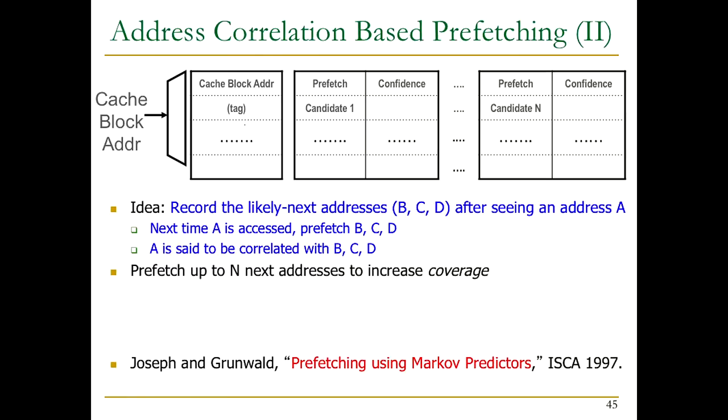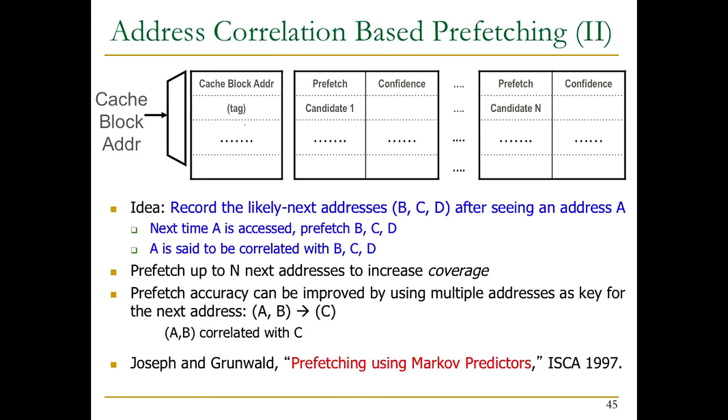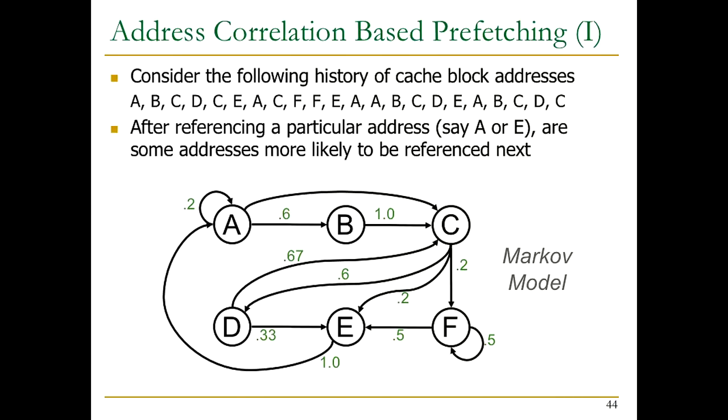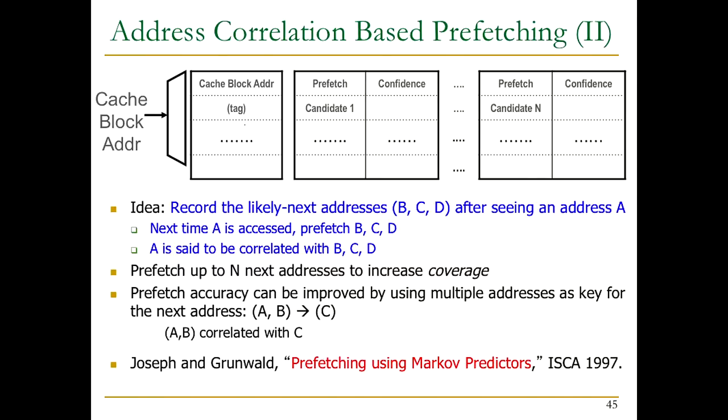Okay, so basically you can prefetch up to n next addresses to increase coverage. Prefetch accuracy can be improved by also using multiple addresses as key for next addresses. So you can actually get more complicated than this, which we're not going to go into. For example, instead of having A over here, you kind of group them. If you see A and B in some order, maybe together, with very high probability, the next access is going to be D, for example. I mean, it doesn't happen here, of course, but you could actually record that information. So basically, you correlate groups of addresses with groups of other addresses.